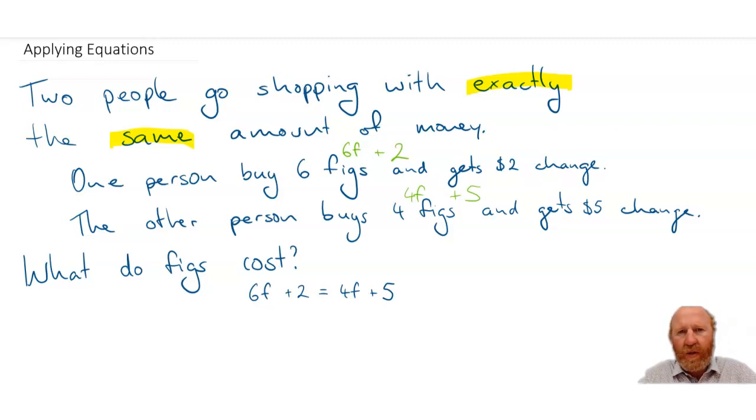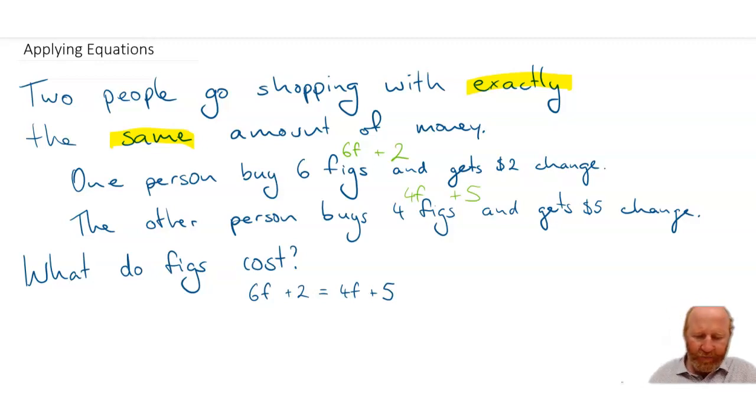It's important to this question that we don't end up with two different letters. For instance, person A and person B. We could start by saying A is equal to 6f plus 2 and B is equal to 4f plus 5. Well, now we've got 1, 2, 3 different letters to work with. And that doesn't help us here. We need there to be only one letter. In this case, I've chosen F to represent figs.